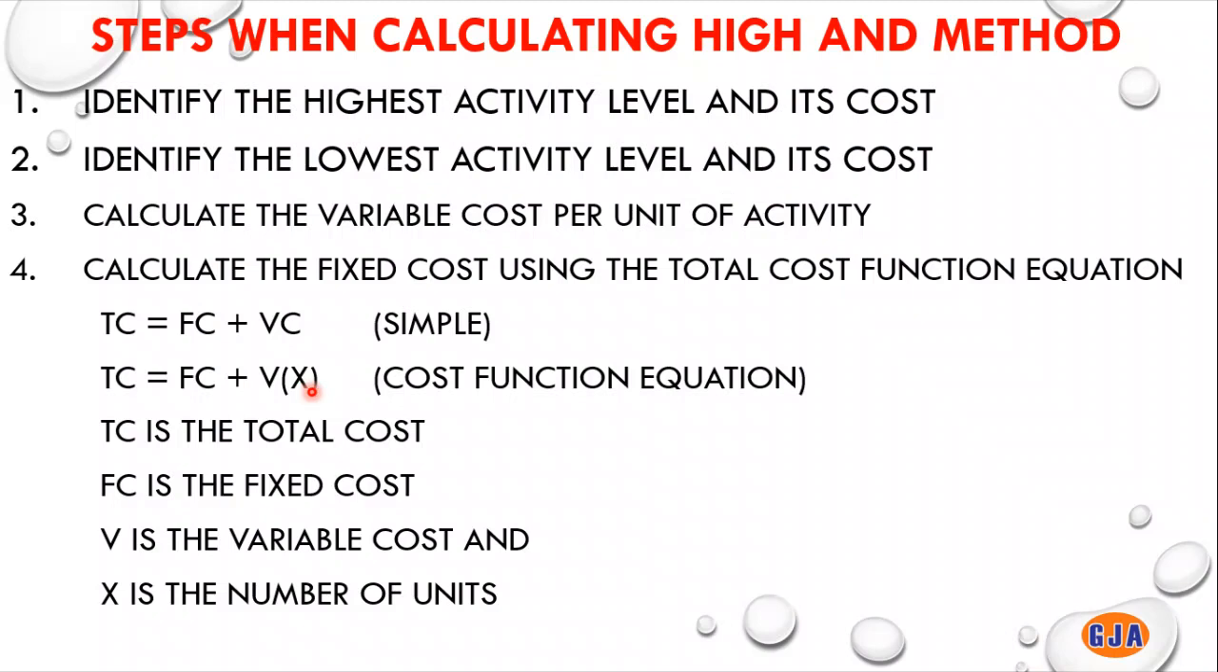In mathematics, when something is in brackets, it simply means multiplication. Fixed costs plus variable costs multiplied by the number of units produced. So the cost function equation simply says total cost is the summation of fixed costs plus variable costs, taking into consideration the number of units produced.